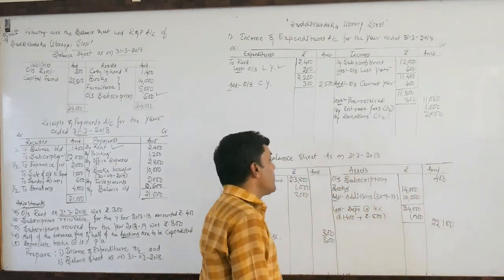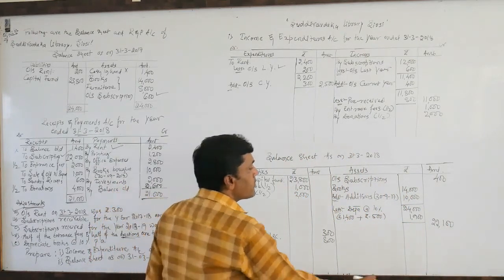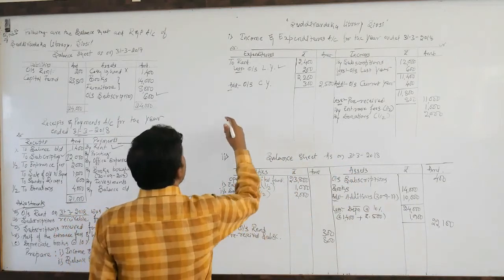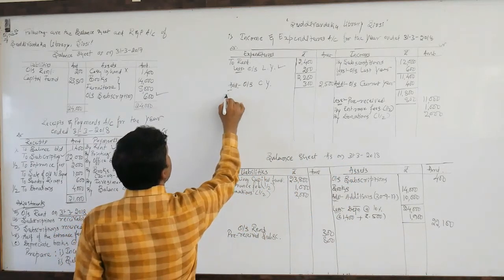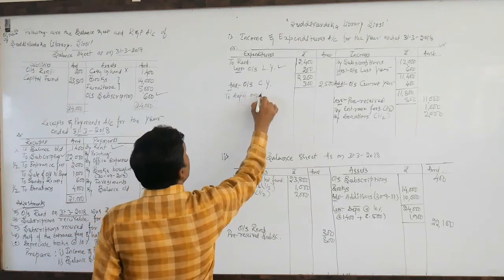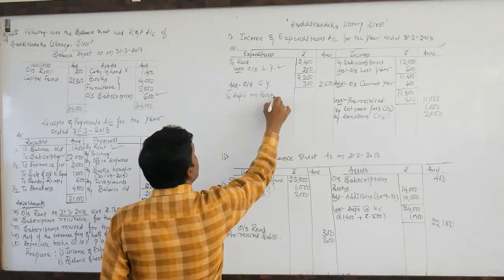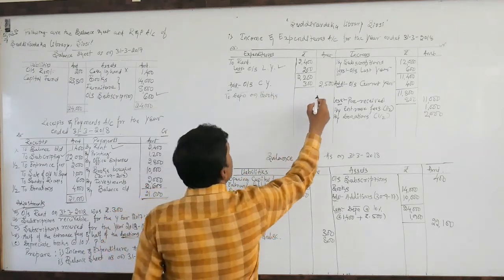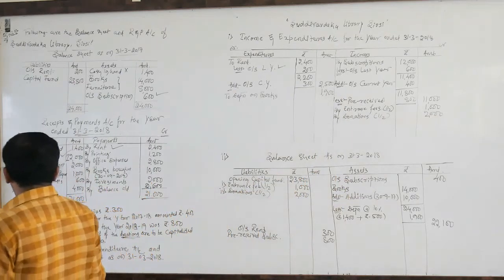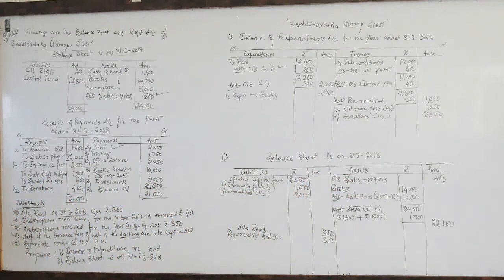Net worth of the books 22,100. This depreciation on books is to be shown on the expenditure side of the income and expenditure account. Depreciation on books: here we need to write the total amount, that is 1,900. Okay, with this I have completed all the adjustments.